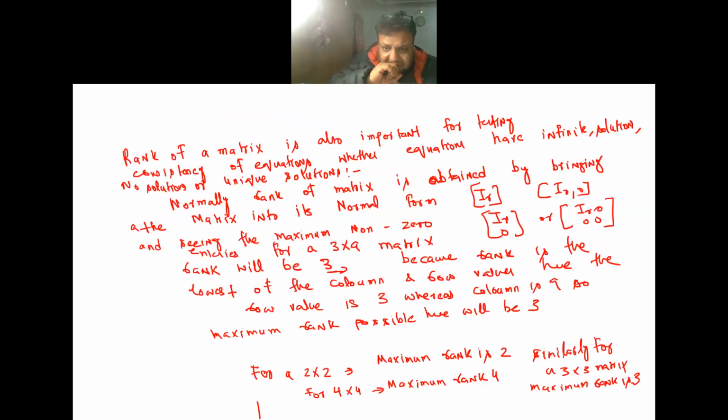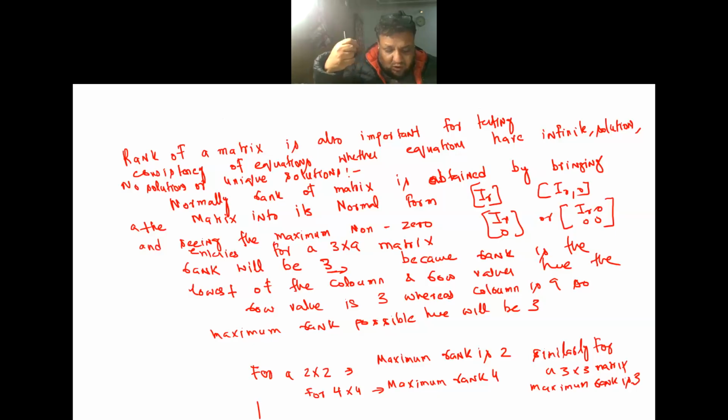Now, the important question that appears in the examination repeatedly in the GATE examination is regarding the rank of a matrix. Rank of a matrix is important basically for testing the consistency of any solution. Okay. Now, normally you can get the rank by reducing by row transformations. You can also do column transformations there.